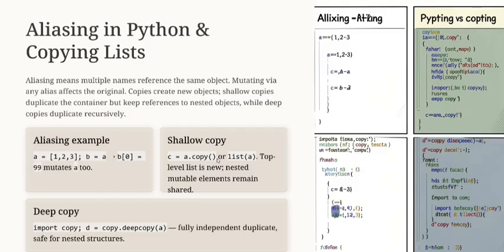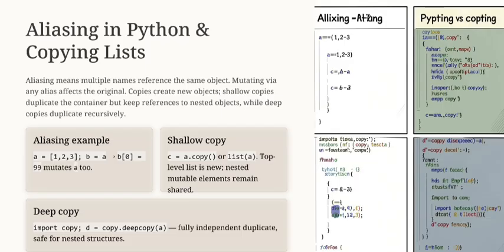Okay, for copying list, to create an independent list, we need copying. There are two main types. Number one is shallow copy, number two is deep copy. So, a shallow copy creates a new outer object. For example, A is equal to [1, 2, 3], and if we write C = A.copy(), now A and C are different lists. Changing C does not affect A for simple elements.